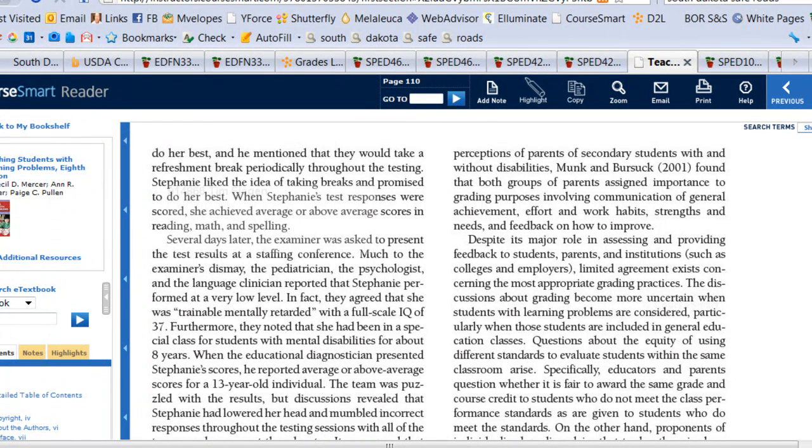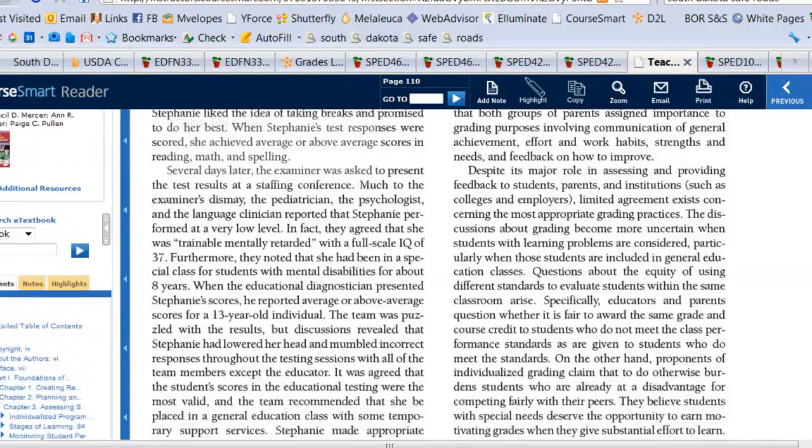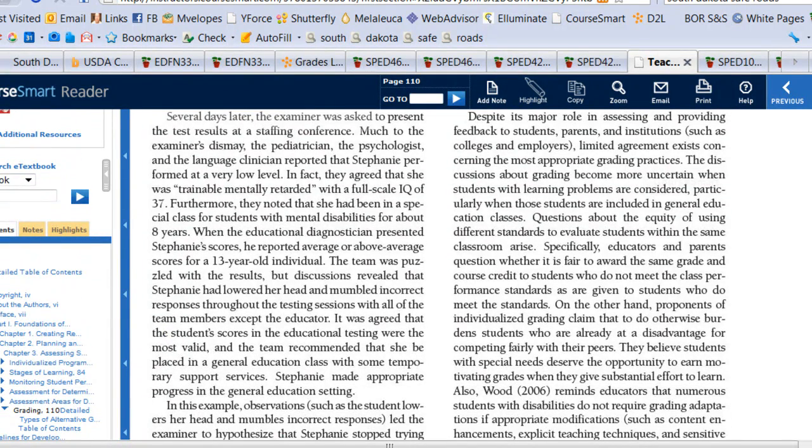When Stephanie's test responses were scored, she achieved average or above average scores in reading, math, and spelling. Several days later, the examiner was asked to present the results at a staffing. Much to the examiner's dismay, the pediatrician, the psychologist, and the language clinician reported that Stephanie performed at a very low level. In fact, they agreed that she was trainably mentally retarded. Whoops. The full-scale IQ of 37. Whoops. Furthermore, they noted that she had been in special classes for mental disabilities for about 8 years. When the educational diagnostician presented Stephanie's scores, he reported average or above average scores for a 13-year-old. Whoops. That's kind of scary, isn't it? That you'd miss it that far.